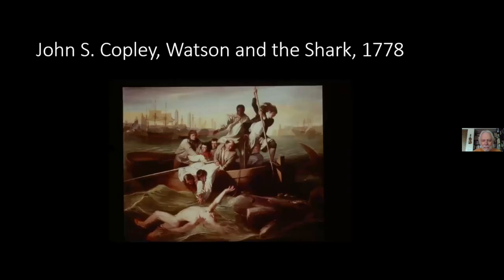One of his most famous paintings, other than his portraits, is his Watson and the Shark, of which there are 3 versions, one vertical, 2 horizontal. And this is a historical subject, but it was so widely mentioned in newspapers and in journals and everything that the painting could be legitimately considered to be a literary subject.